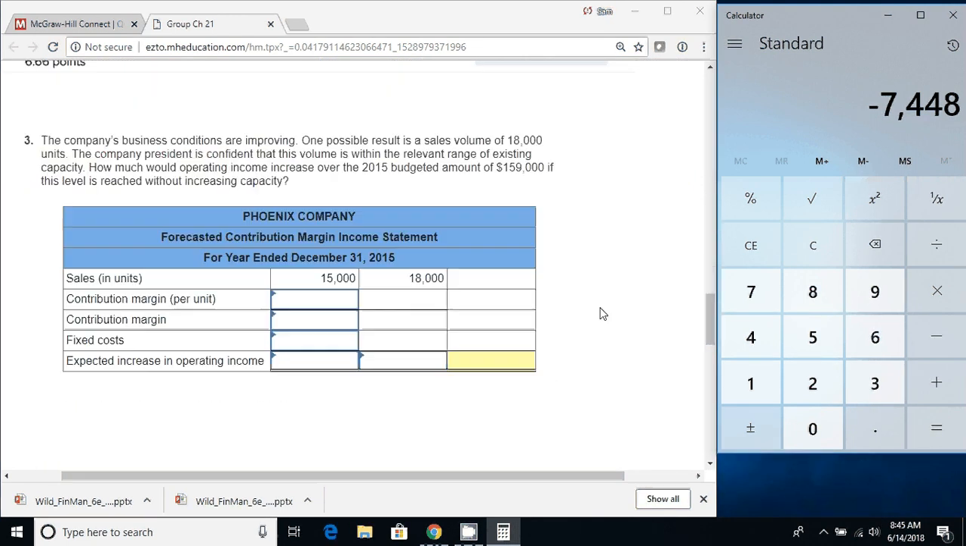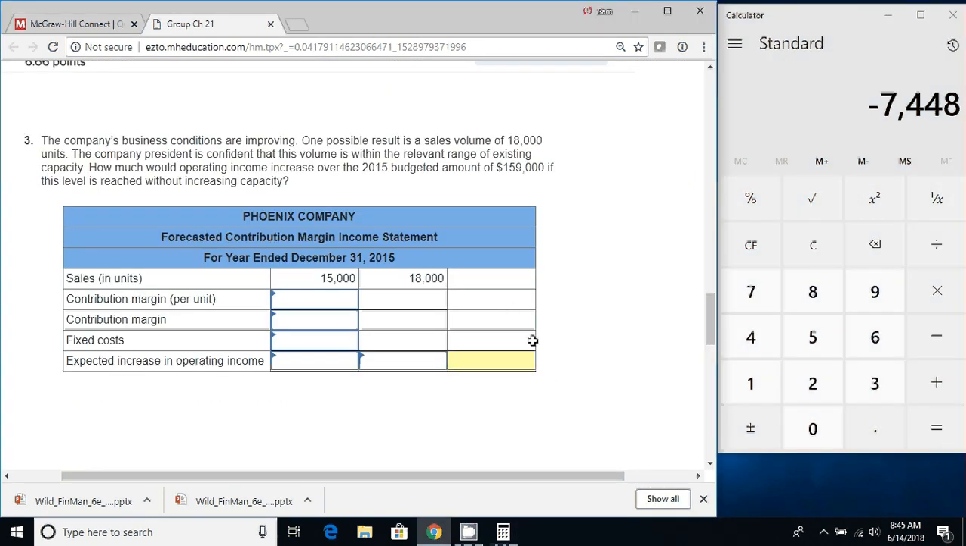So let's go down and take a look at a forecasted contribution margin income statement. It says the business conditions are improving. One possible result is sales volume of 18,000. The company president is confident volume is within the relevant range. Good to know, because that would change fixed cost otherwise. How much would operating income increase over the 2015 budget amount if this level is reached without increasing capacity?